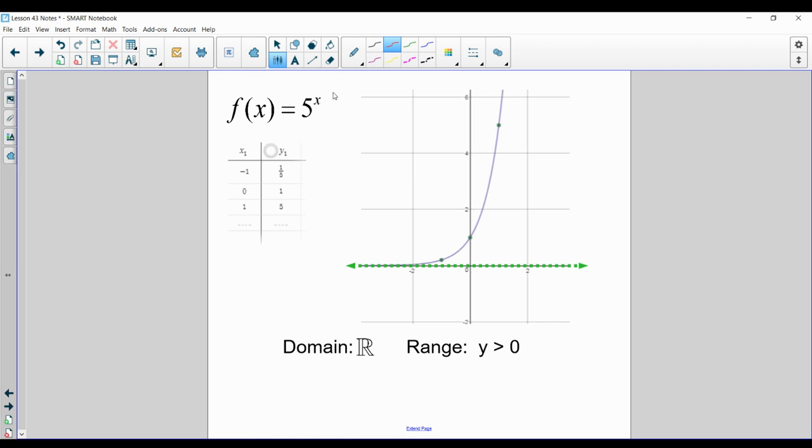For basic exponential functions that you're not shifting, so we're not moving it up, down, left, or right, the domain's always going to be all real numbers, and the range is always going to be greater than 0. If we start shifting it, then your range can possibly change, but on your exponential functions, your domain's always going to be all real numbers.